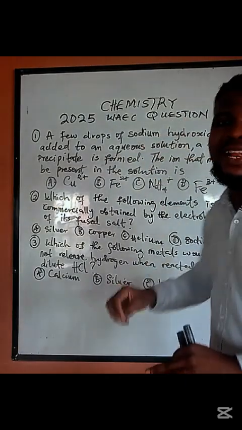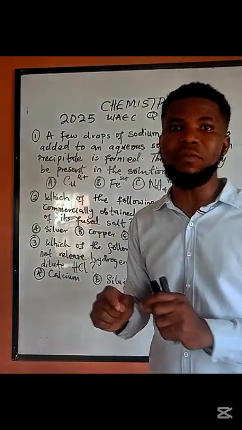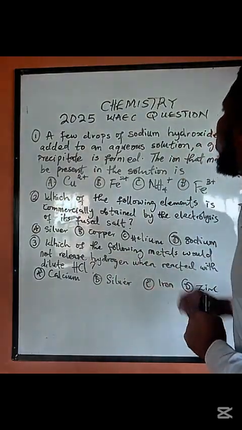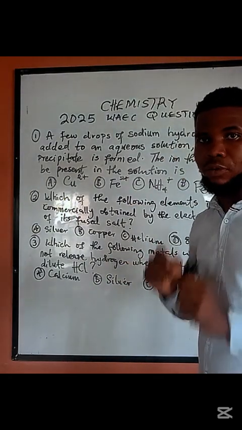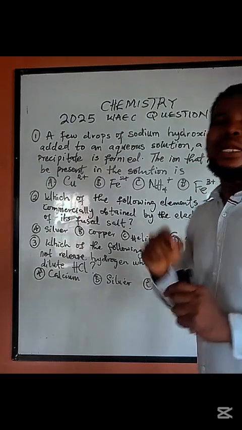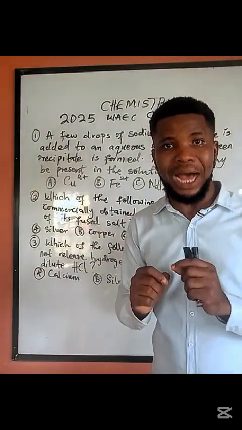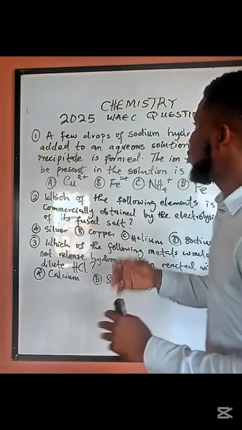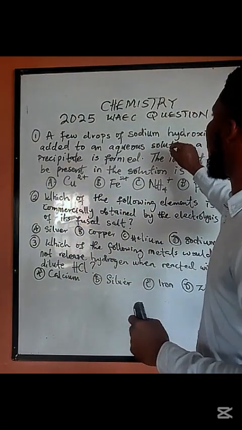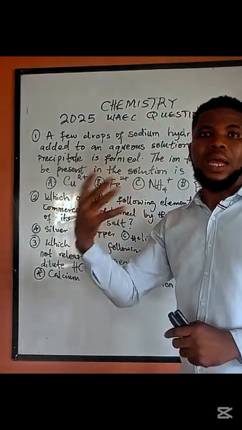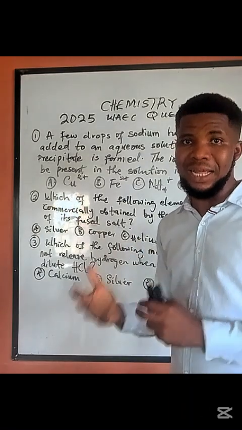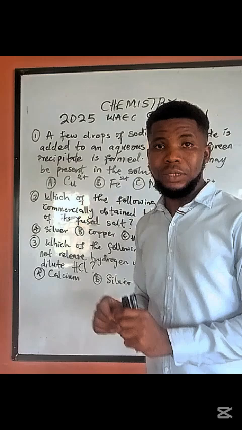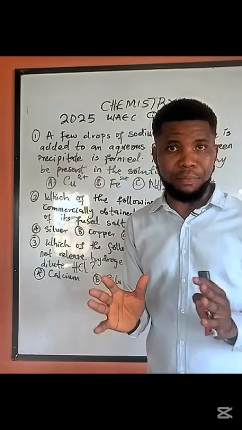Now, sodium hydroxide is a reagent that is used to test for the metallic ions. So when you have a few drops of sodium hydroxide, the precipitate that is formed determines the ion present. And sometimes we go beyond putting just sodium hydroxide. You can still add ammonia and some other tests to be carried out to determine the ions that are present. We've done all that before.